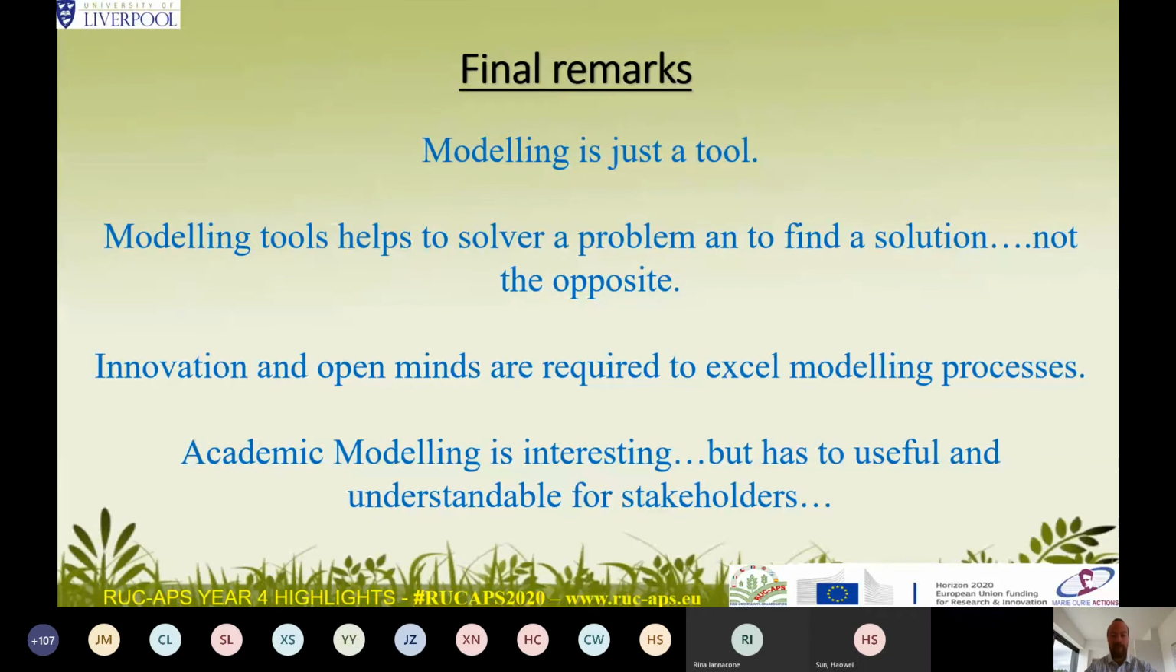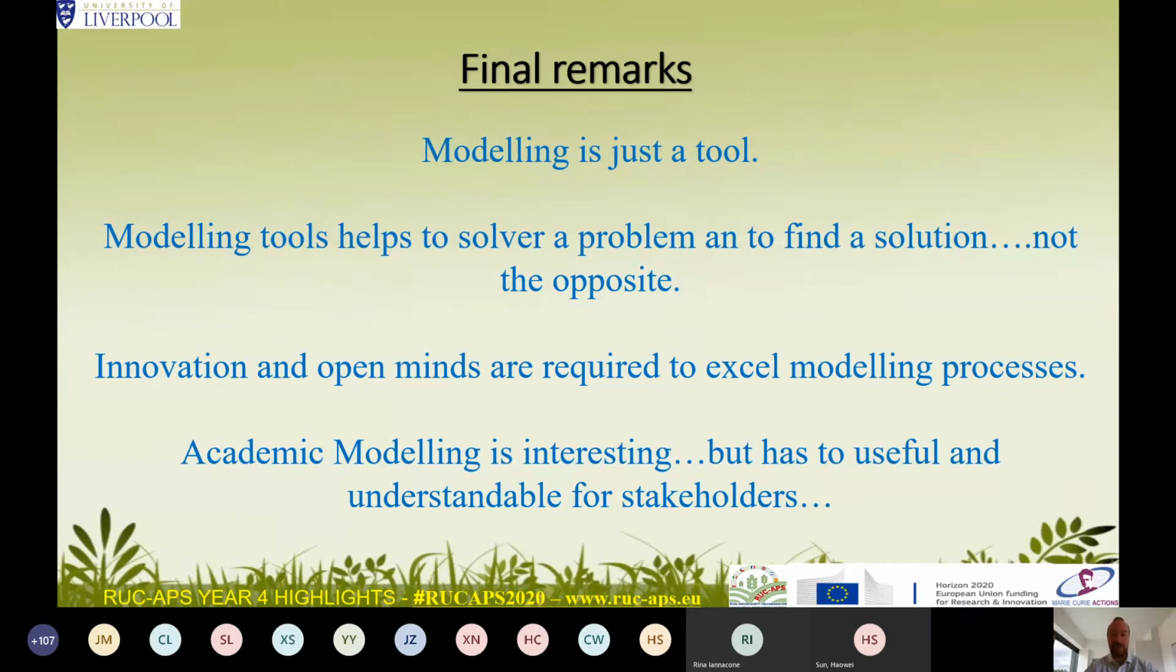What's really important is to identify or try to understand what the problem is. Without that, any tool or any model is just useless. So modeling tools help to solve a problem and to find a solution, not the opposite, which means that modeling is not about inventing a solution and then trying to find the problem for it. We need to find the problem, then we find the solutions.